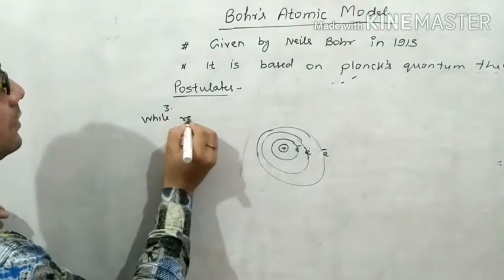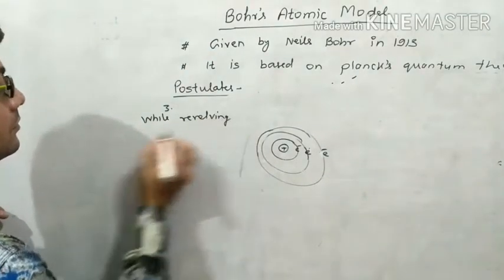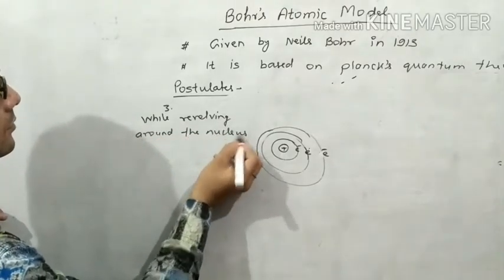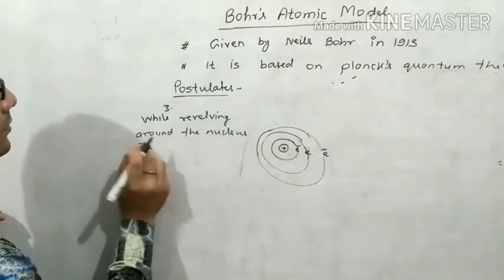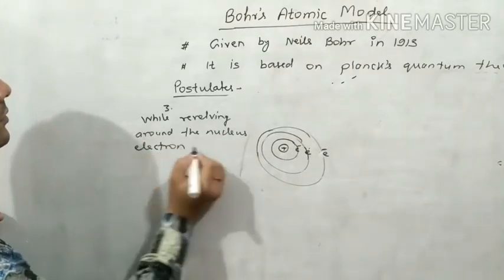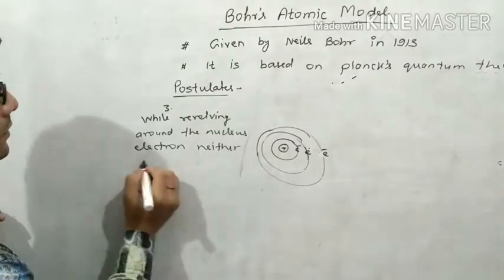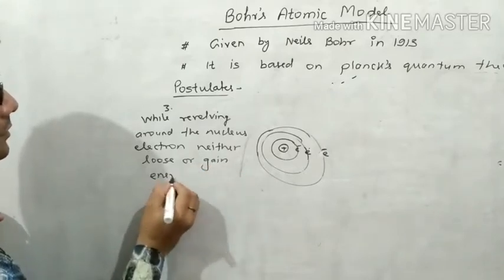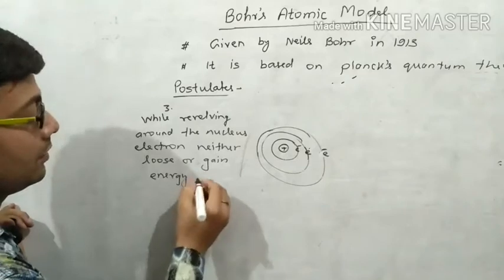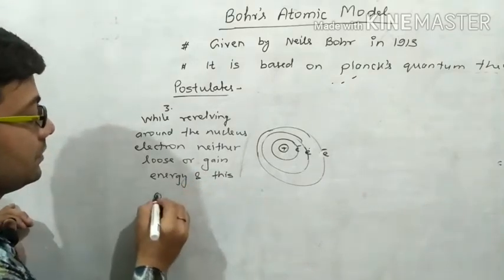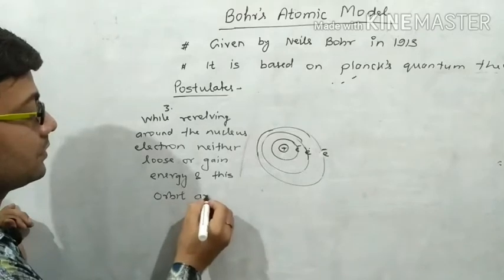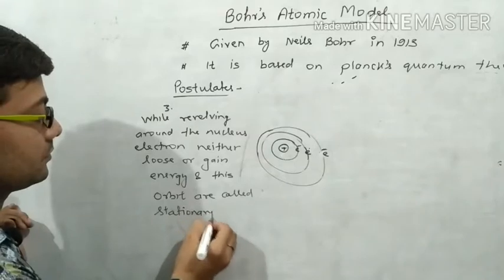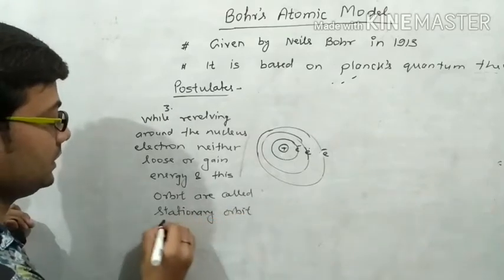So while revolving around the nucleus, the electron neither loses nor gains energy, and these orbits are called stationary orbits. Stationary orbit.